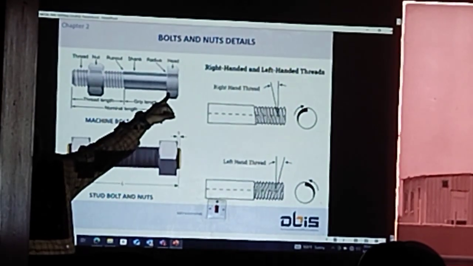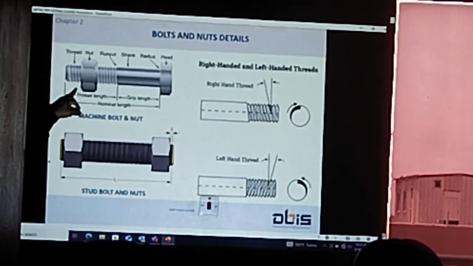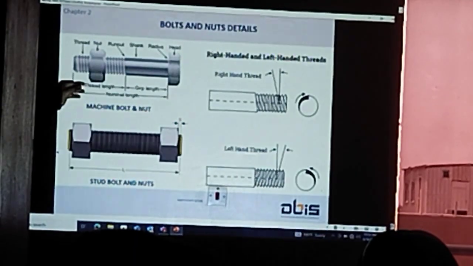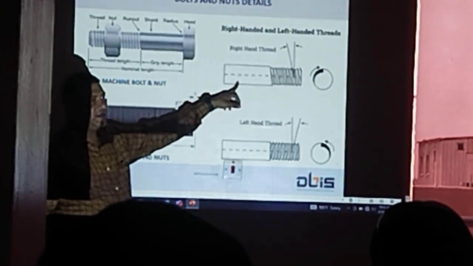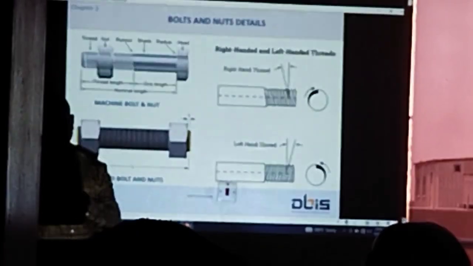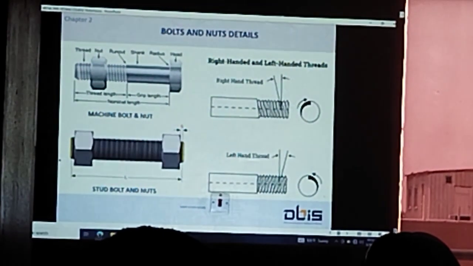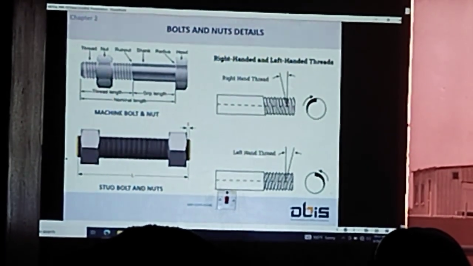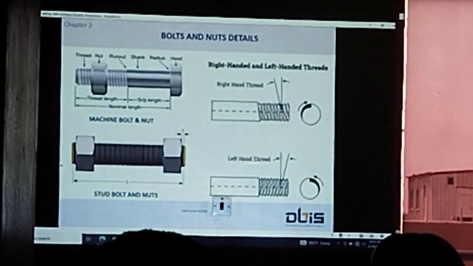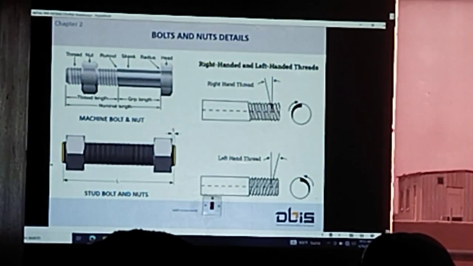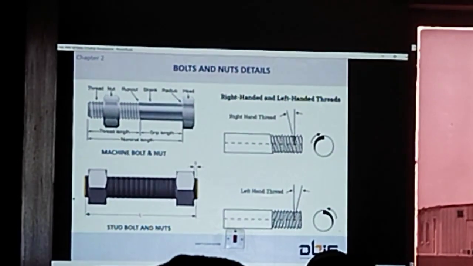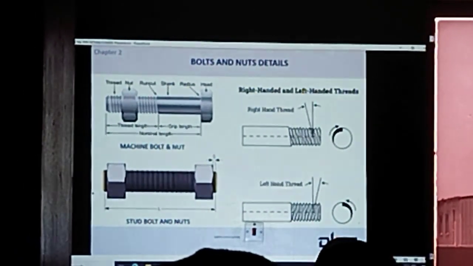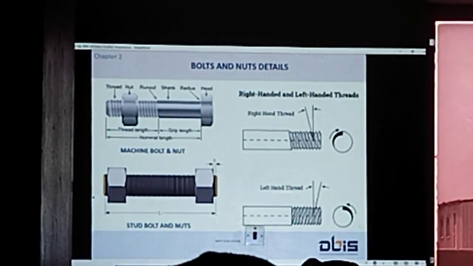Okay, one side hand is fixed. Another side you will use one more hand. In these threads we have right hand threads and left hand threads. Right hand is clockwise, like a clock. Left hand is anti-clockwise. For discipline it will be left hand threads. For auxiliary it will be right hand threads.